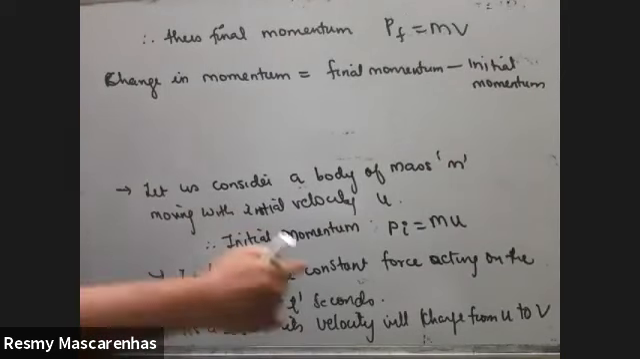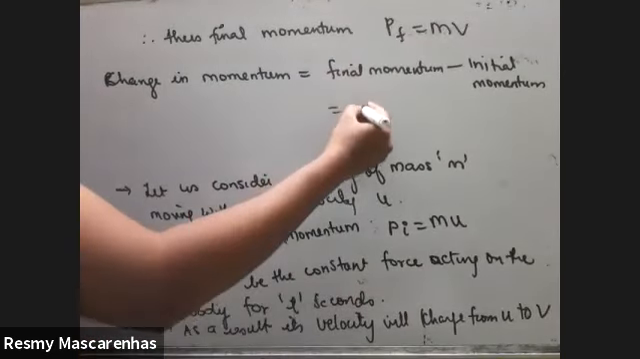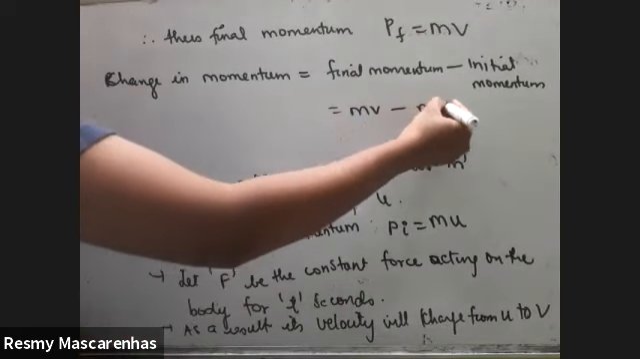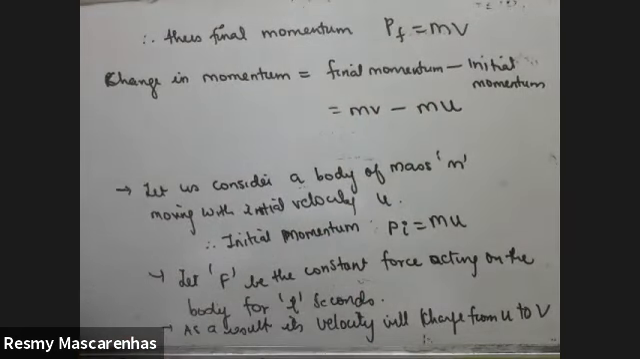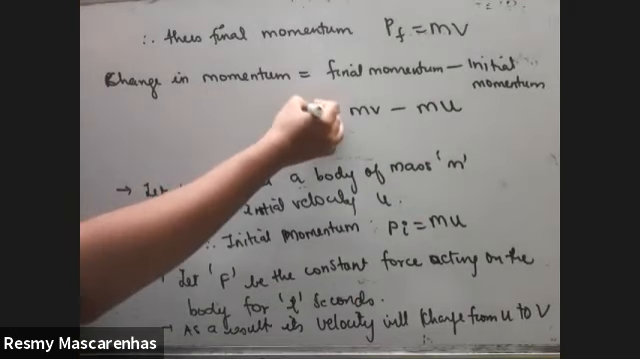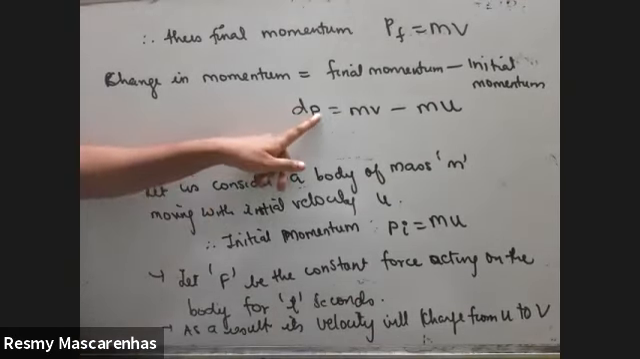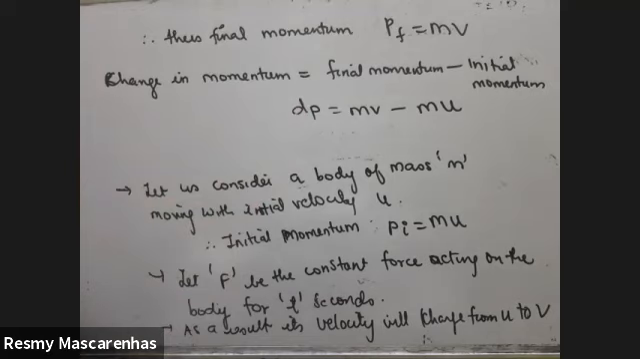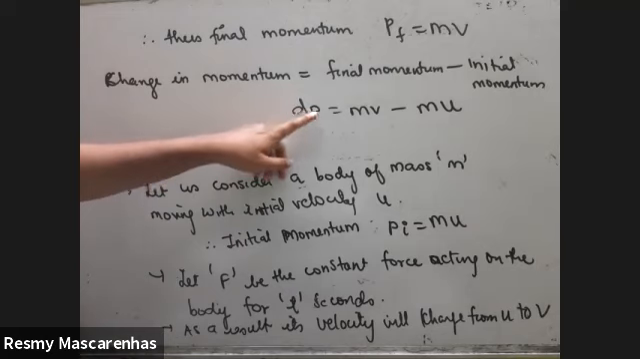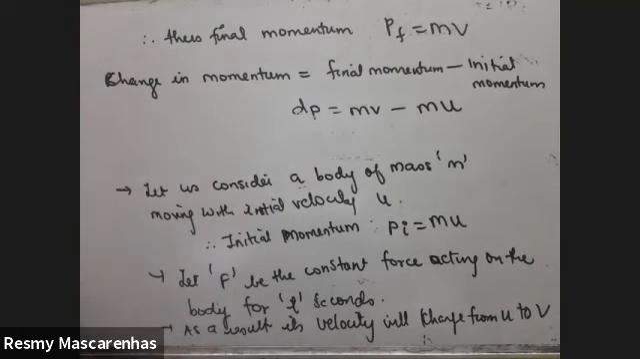So what is final? mv. What is initial? mu. And that's nothing but indicated as dp, change in momentum, like delta p. Same, it's like delta p, dp.